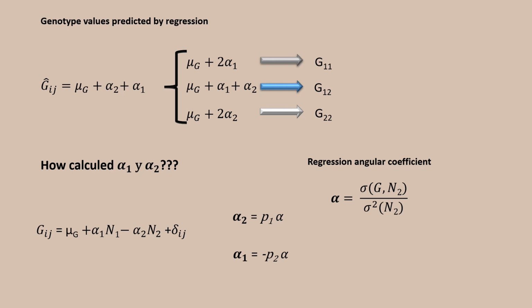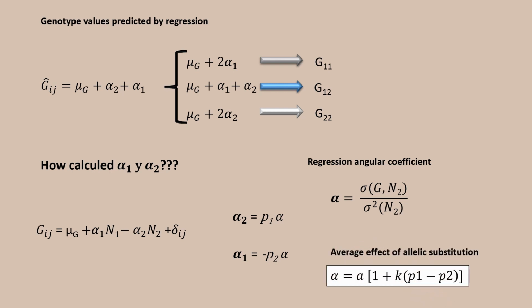Now we have a new parameter to calculate. The allelic substitution effect is calculated as the regression line slope coefficient, which is equal to the covariance between the response variable and the independent variable, divided by the independent variable's variance. Again, using some of the properties of expected value, we have that the effect of allelic substitution will depend on the net effect due to additivity, k, which determines dominance effect, and the frequency of alleles B1 and B2 in the population.